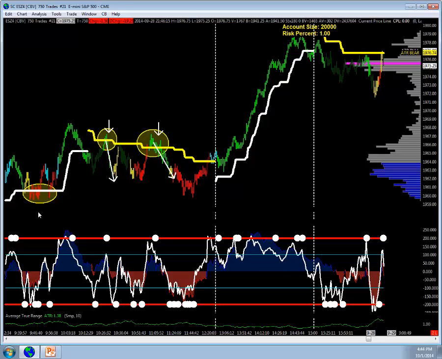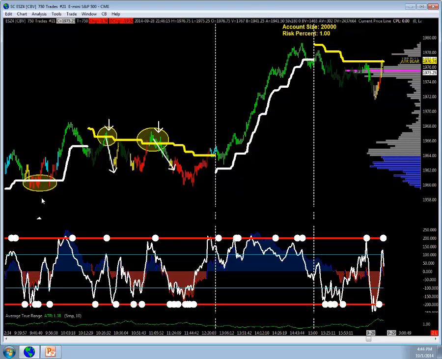Same thing down here on the low end, on the bottom left-hand side here. Okay, the price breached the ATR line, but it didn't shift, so it actually provided a good opportunity for a long. Okay, so this is going to be important for us to work with.